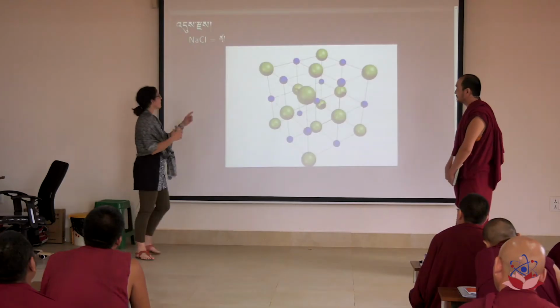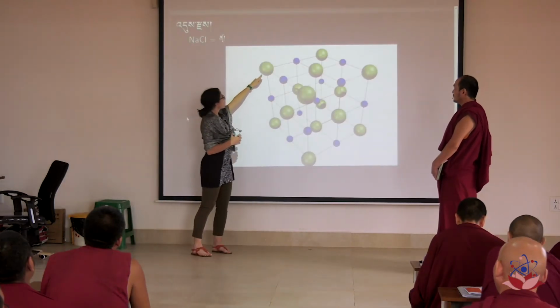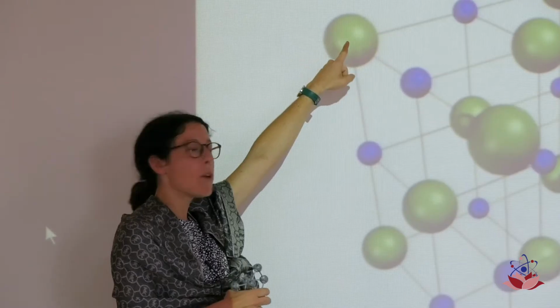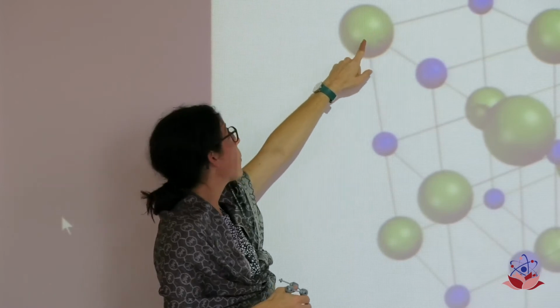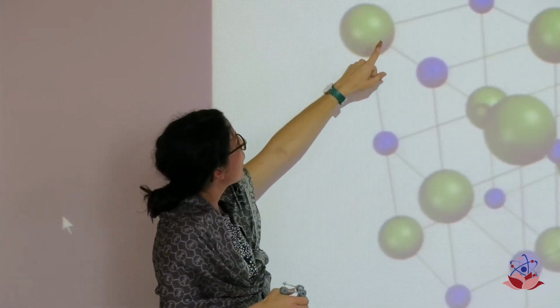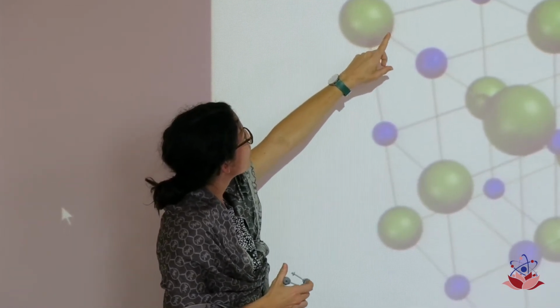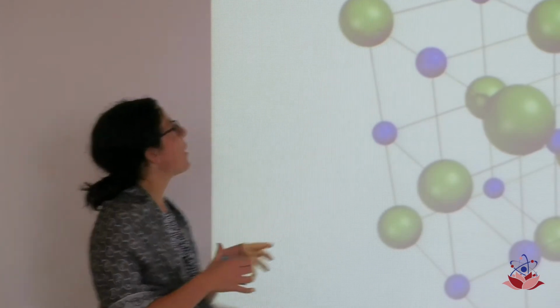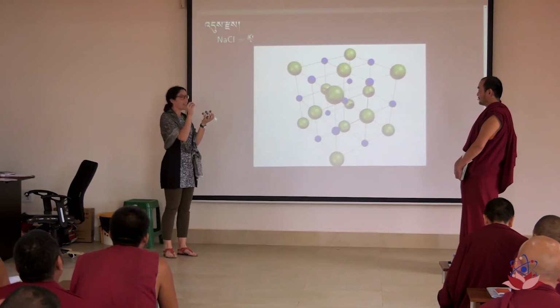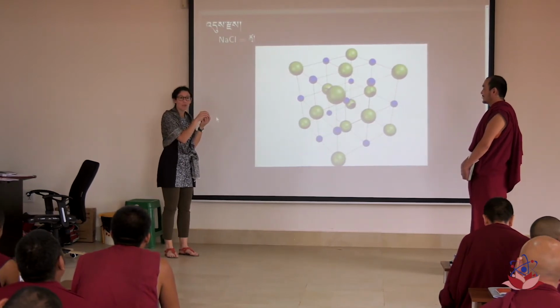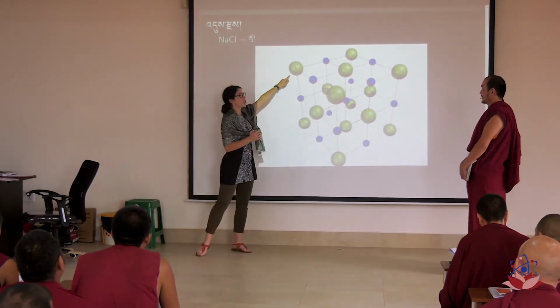So in this diagram, one circle is one atom. So this is a chlorine atom, and so it has the electrons on the outside and the protons and neutrons at the nucleus in the center, but we represent it just by one sphere.